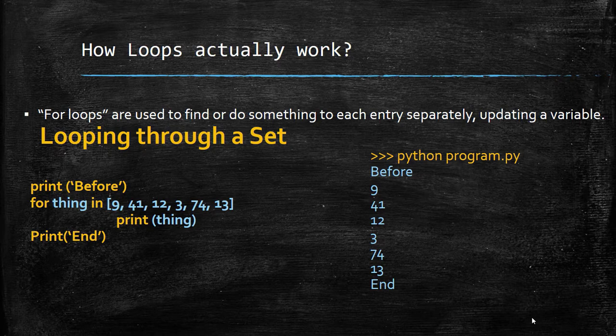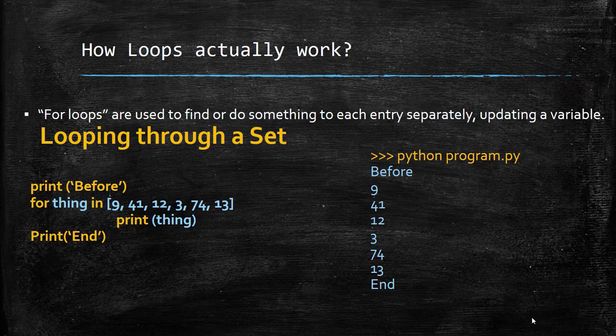And after that, the for loop is being executed. Now this loop will go through all the elements inside the set of data. It will start from the very first element, which is 9. So in the first iteration, it will print out 9. And in the next iteration, it will move towards the second element, which is 41. And that process will be repeated again and again until the last element, which is 13.